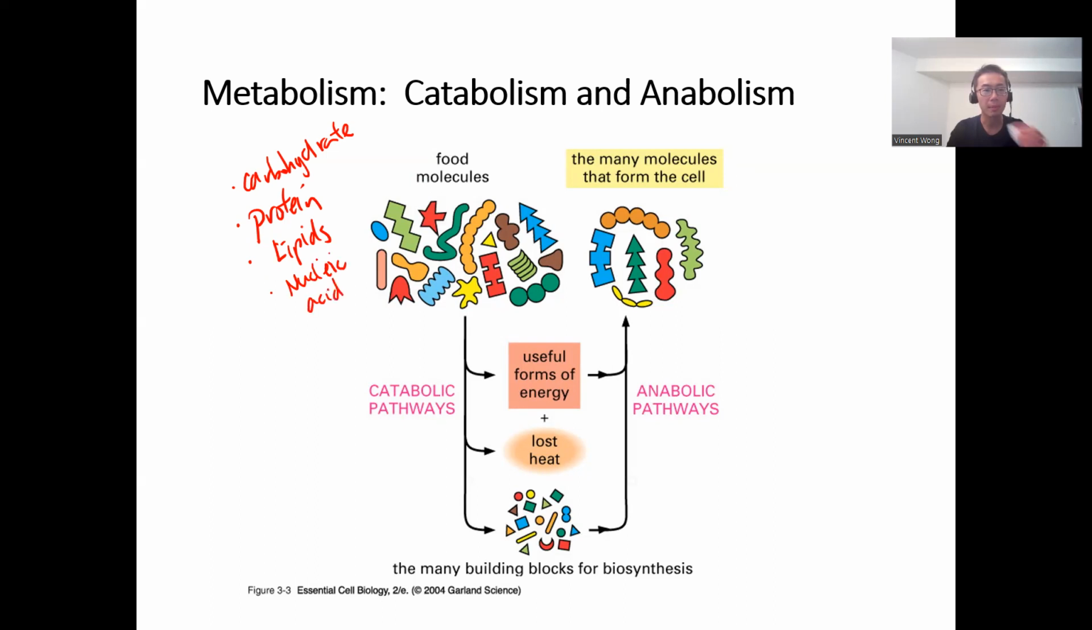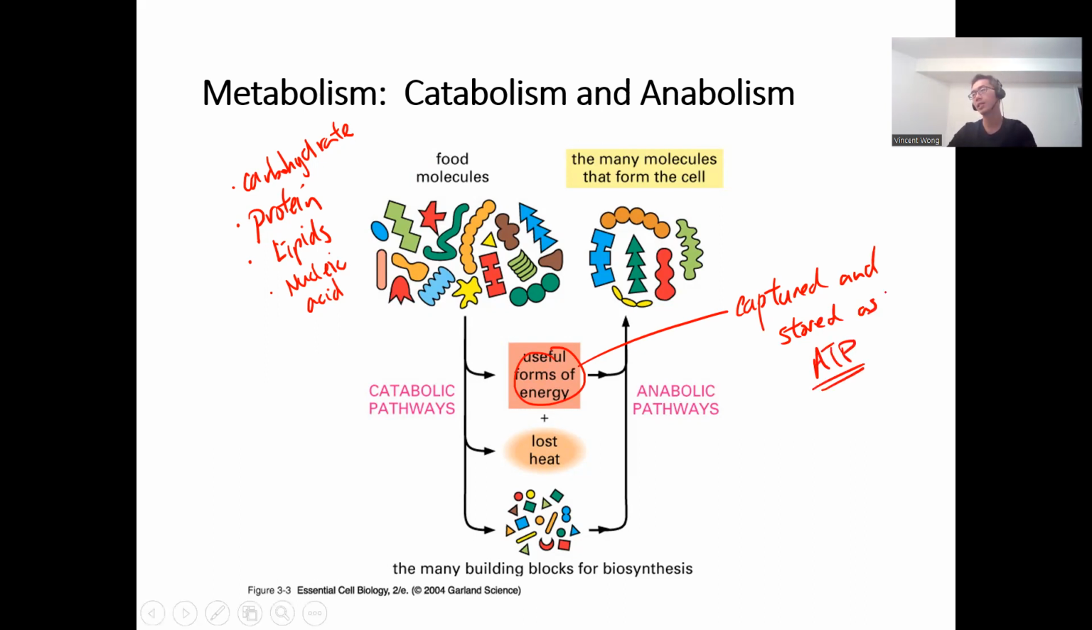So all these macromolecules need to be broken down. They need to be metabolized, and that's where the catabolic reactions are going to be useful. In breaking down the food, it releases energy, and this energy will be captured and stored as ATP. That's the usable form of energy in the cell.